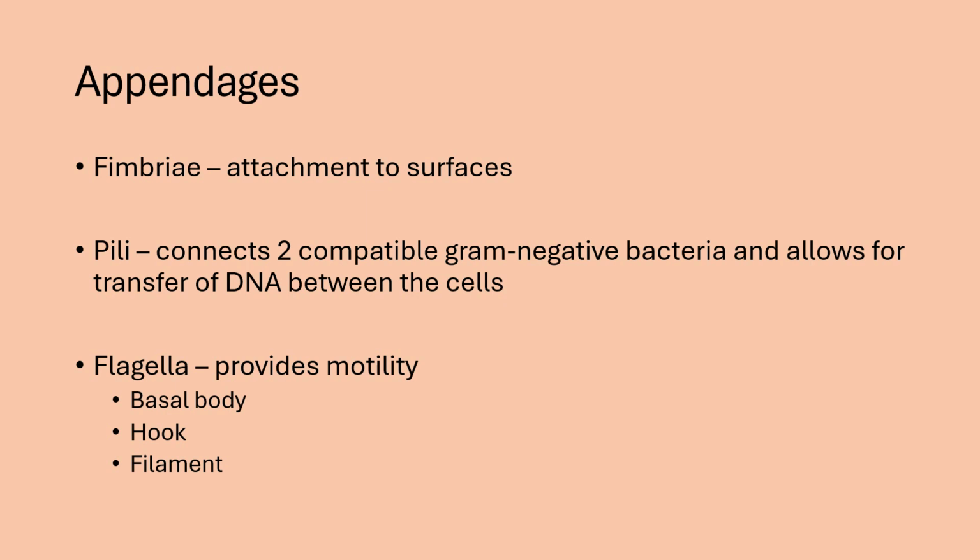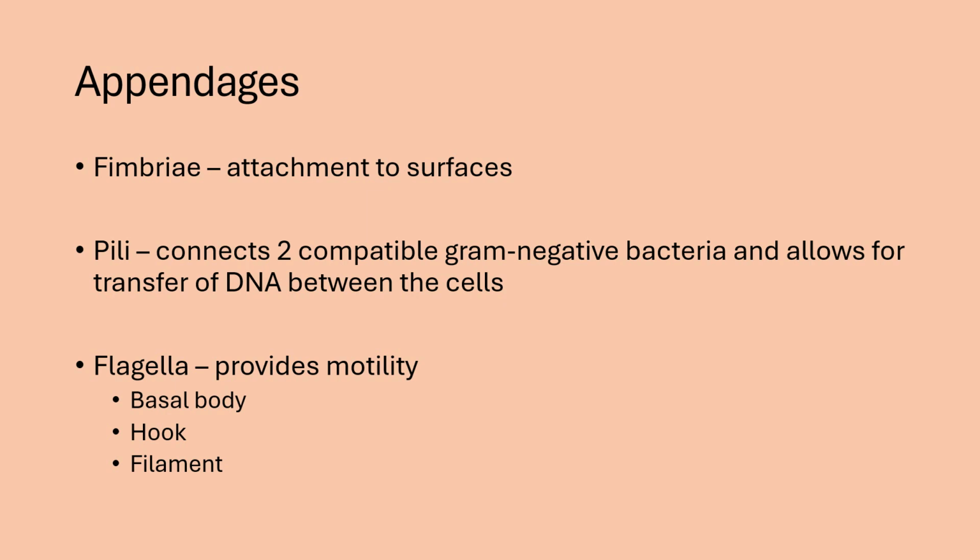If they produce pili, number one, it has to be gram-negative, and the cell it attaches to has to be compatible. It has to be the same species, and there have to be some other markers to make it compatible. And so the importance of the pili is it allows for a transfer of DNA between the two different cells. And then another appendage is flagella, that helps to provide motility.